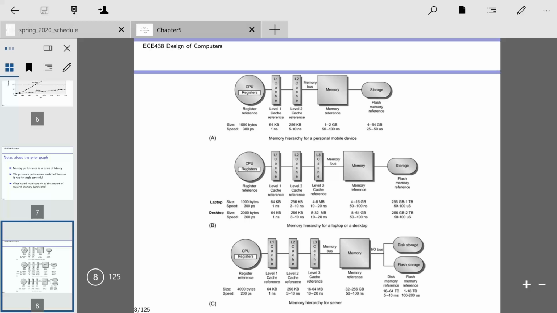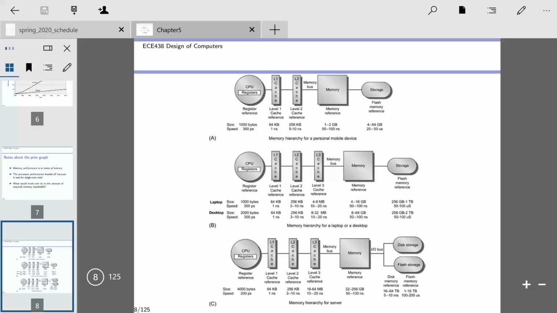Okay, we have more of Chapter 5 material to cover. Hopefully you all are also diligently working on your lab, and that is also due fairly soon. I can't remember when I set that deadline, but anyway.